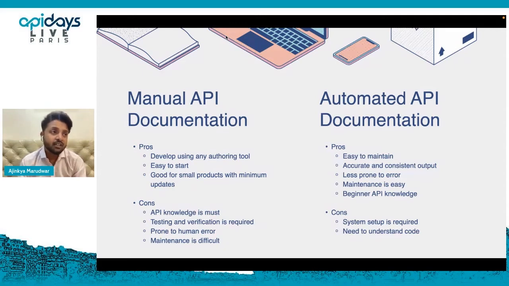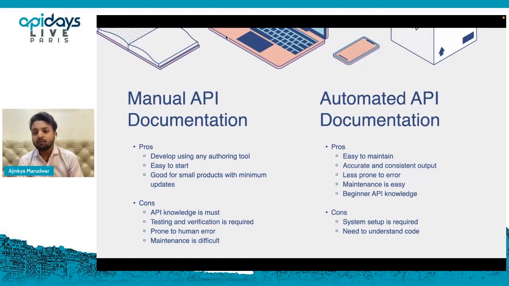Then maintenance is difficult, because if the document grows bigger, there would be multiple endpoints and multiple things that need to be taken care of. And in the long run, a person could not keep up with all the changes, because a major release could have multiple changes at multiple levels of the API, and all of it needs to be documented. There are high chances that something could get skipped. So these are the points for manual API documentation.